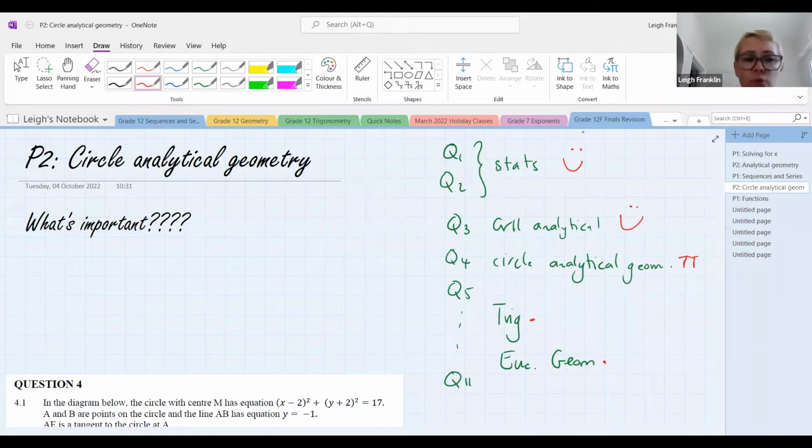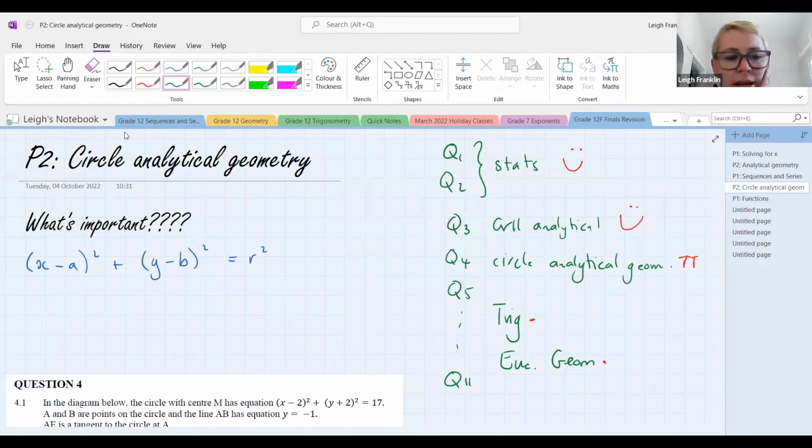Before we get started on looking at some questions, I just want to do a brief recap on what's important in analytical geometry. The first thing that's important is the equation of a circle when it is not centered at the origin. The equation of a circle not centered at the origin is (x - a)² + (y - b)² = r².